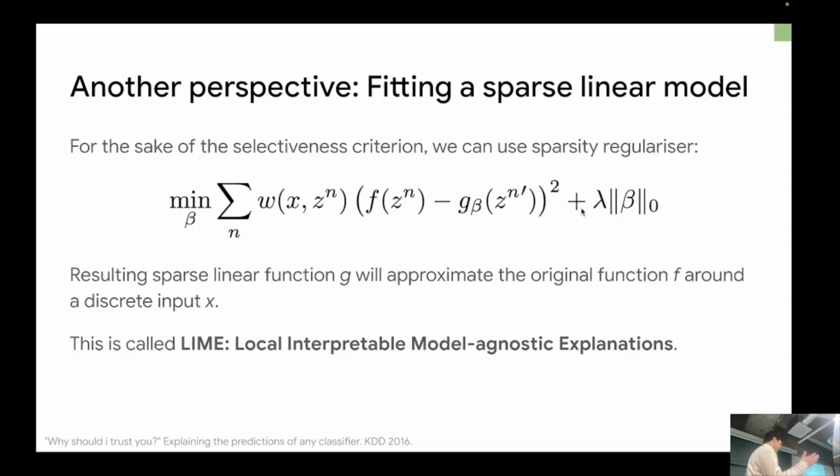So for most of the beta entries, the value will be 0. And you can only take a look at the entries where the value is non-zero. Okay, and you can control the strength of this regularization by controlling this lambda here. This is a version of lasso regression, if you know what lasso is. And this is exactly what Lime is doing, right?